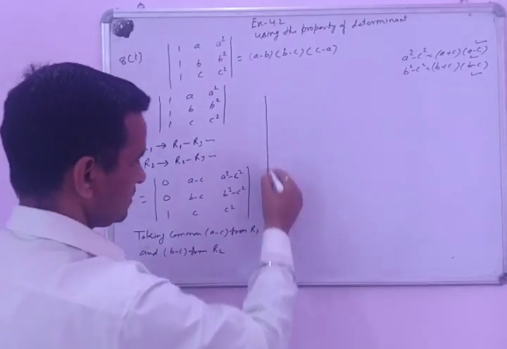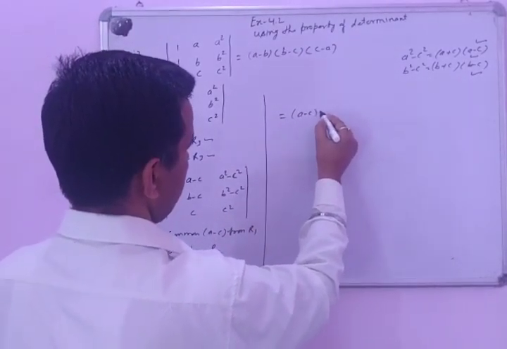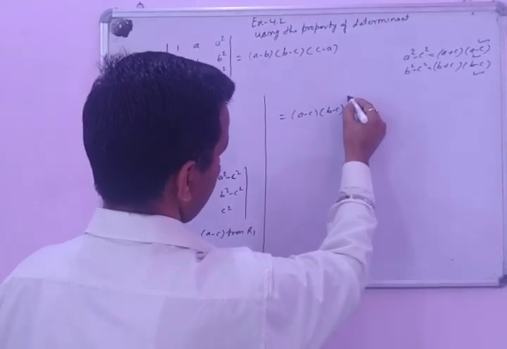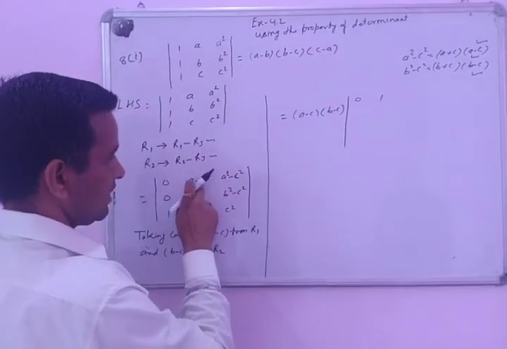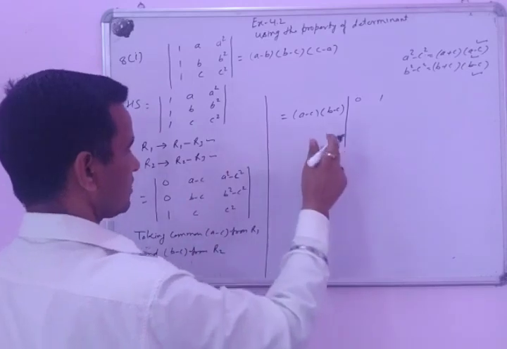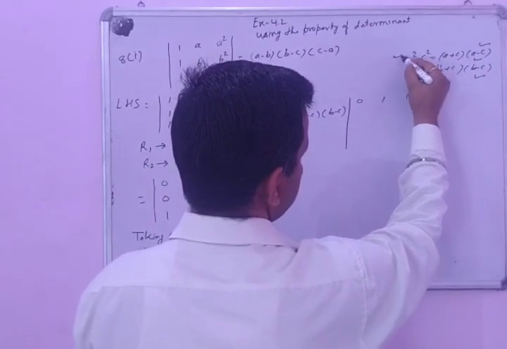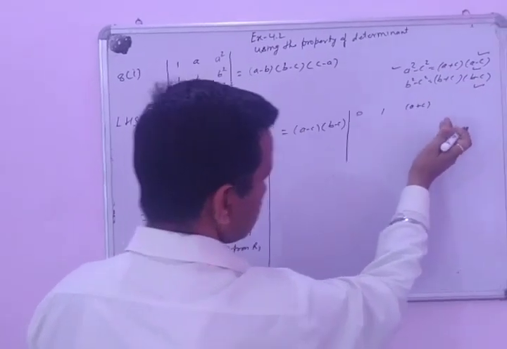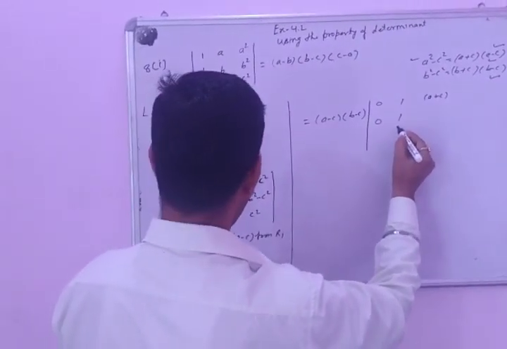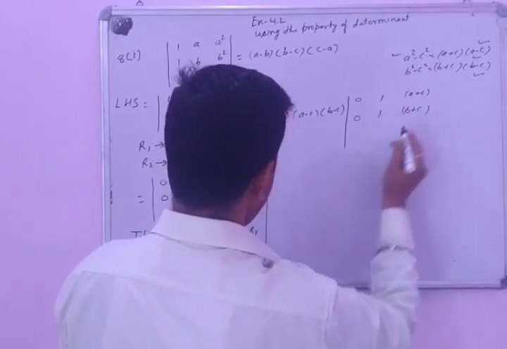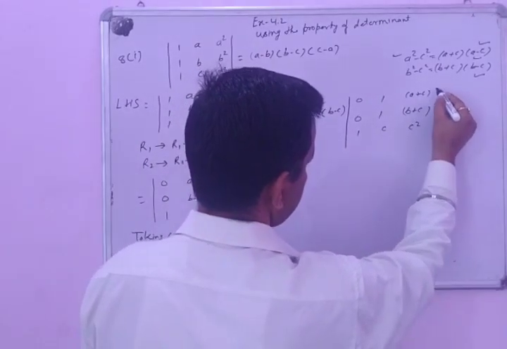Then applying these rules, I write here: taking A minus c and b minus c common, what is left? Here 0 is left, here 1 is left. Don't write 0 here, only 1 is common. Here a plus c is left, because a square minus c square is a plus c times a minus c. Similarly, R2 gives 0, 1 and b plus c. R3 is now 1, c and c square.